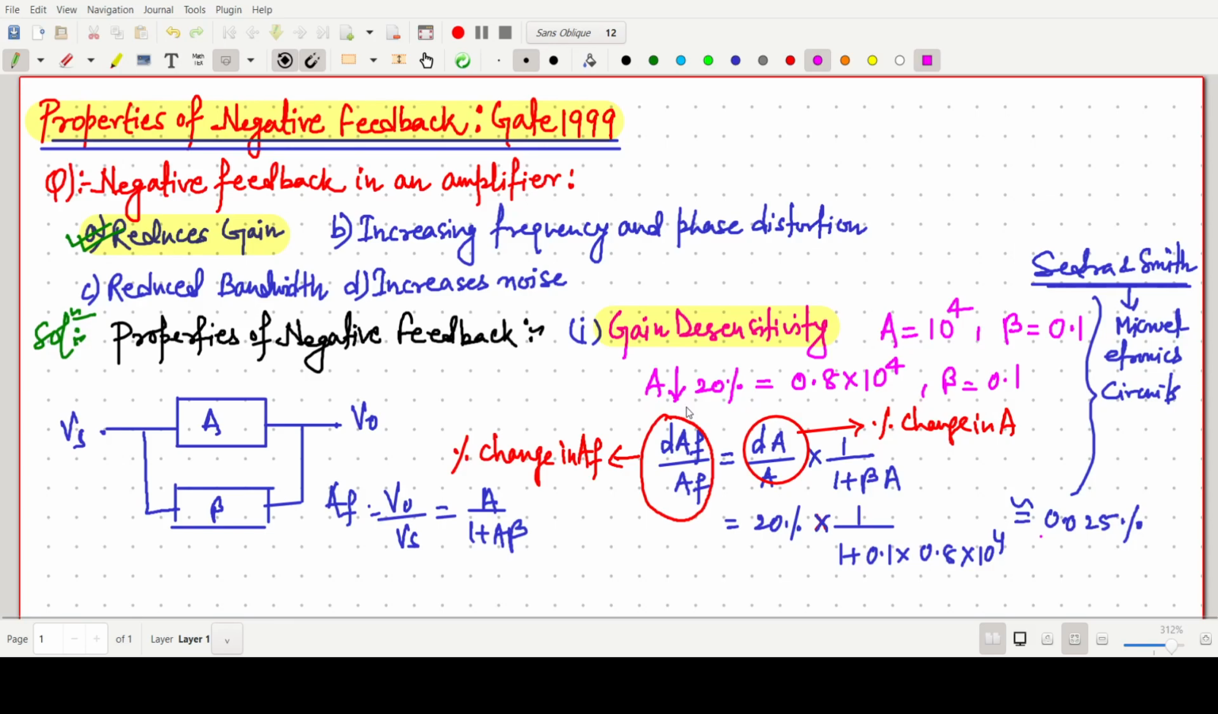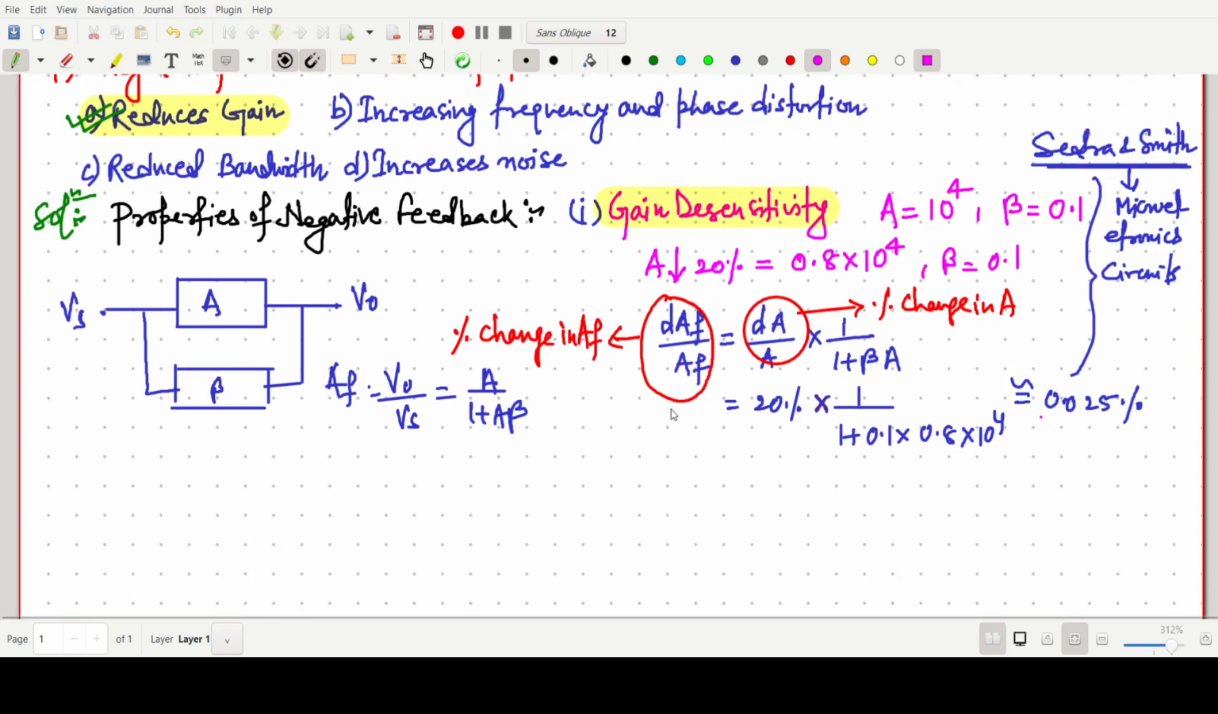Now the next property. These are very famous properties that we have to know. That's why I am writing all the properties. Number two, bandwidth extension. And I am just writing in brief, so for more detail, you can follow the book also.